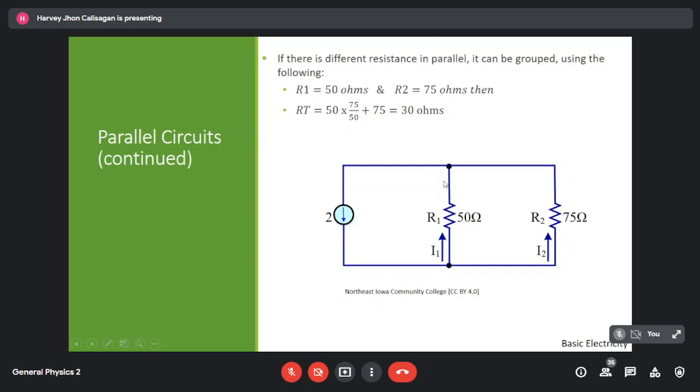So for us to get the total ohms of these two sample resistances, we have 50 times 75 divided by 50 plus 75. So we have an answer of 30 ohms. So how did we get the 30 ohms?